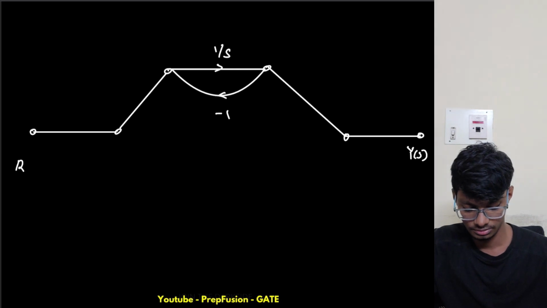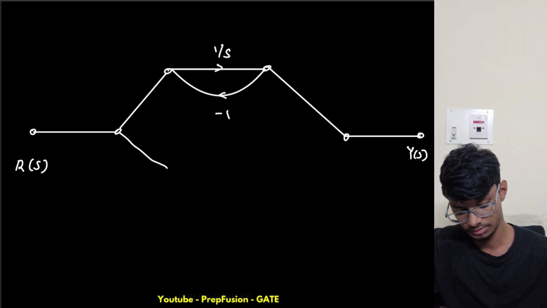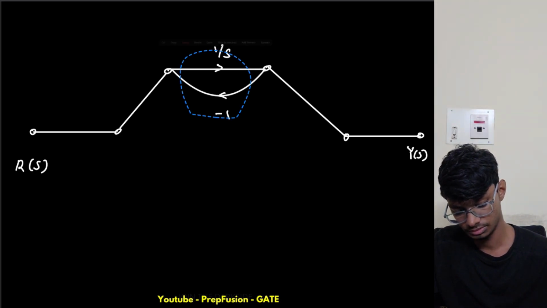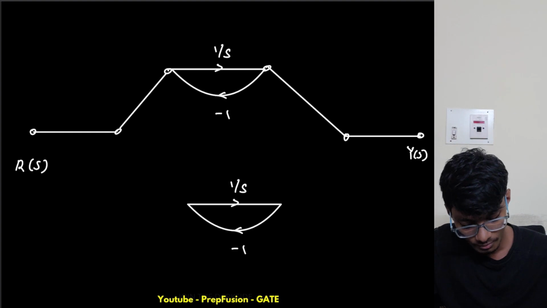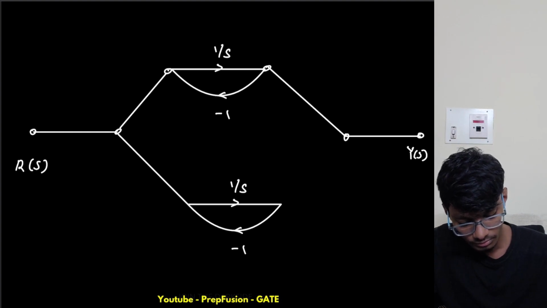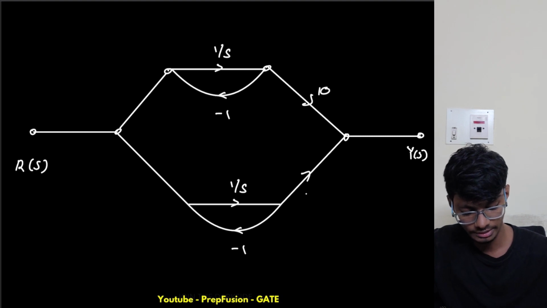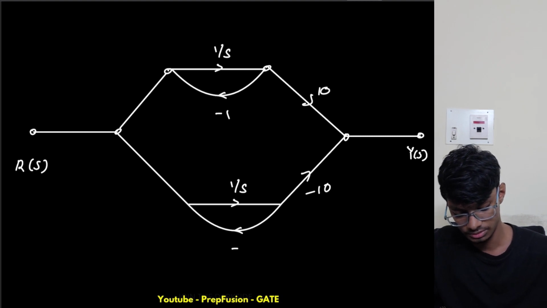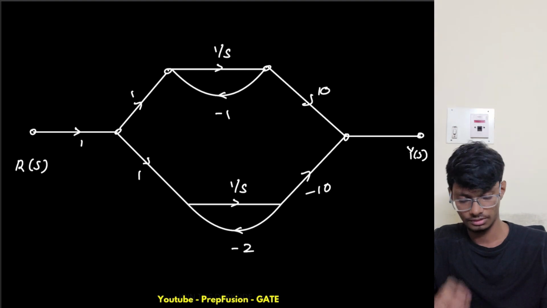This is y of s, this is r of s, and this one was the first one, and the second one will be connected like this. Let me copy this again. From here I got plus 10 gain, from here I got minus 10 gain, and this gain was minus 2, and this is 1. This is also 1. This is basically my state space diagram.